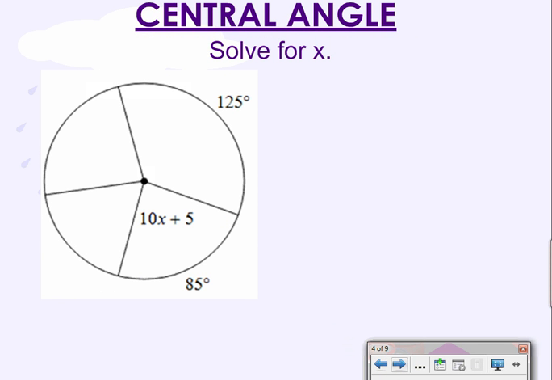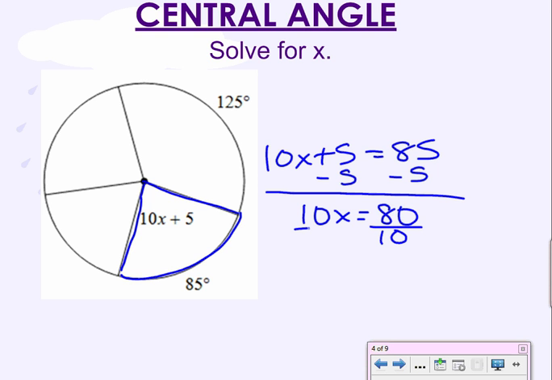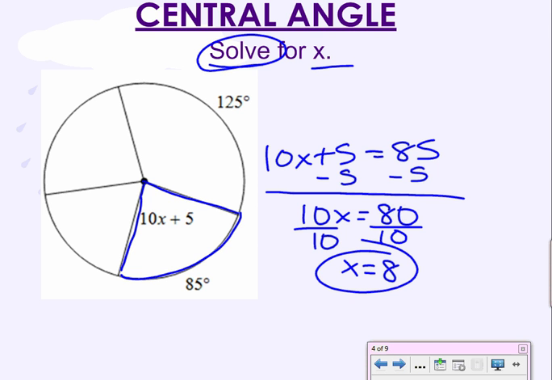On this problem, we have now x's involved. Okay, we're going to do the same thing though. We have a central angle given to us, that's 10x plus 5. They give us the value of the intercepted arc as 85, and we're just going to solve for x. So subtract 5 from both sides, we get 10x equals 80. Divide by 10 on both sides, so x will equal 8. Here it was only asking us to solve for x. Okay, that's all we had to do.